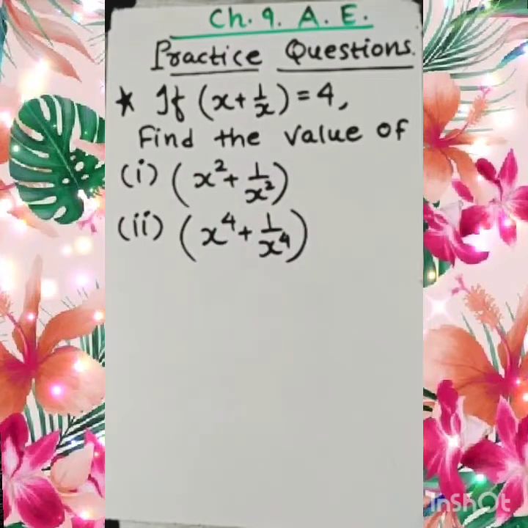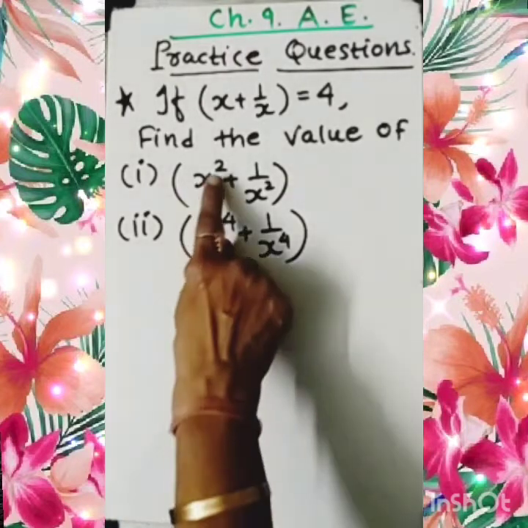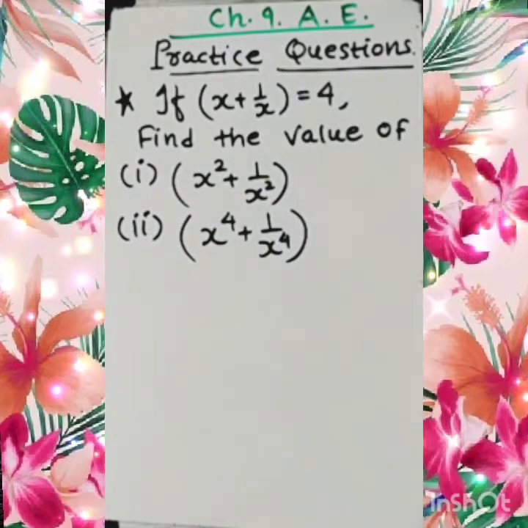One of the questions from it I am choosing here. If x plus 1 by x equals 4, then find the value of x square plus 1 upon x square and x to the power 4 plus 1 upon x to the power 4. This is our question. So how to work it out? This type of question is not given in the NCERT book. That's why we are referring to a reference book here.